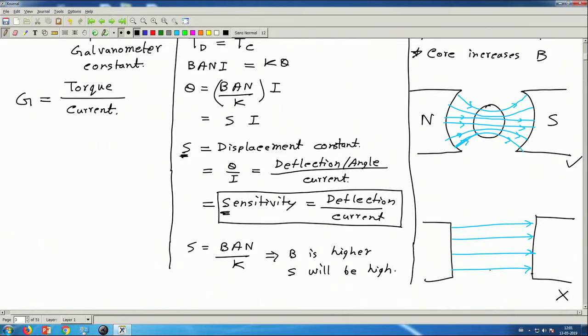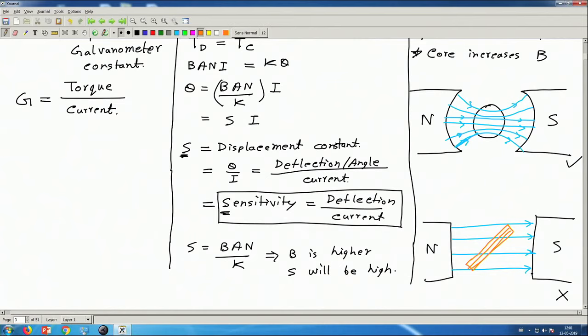Now, if we have this situation where the poles are flat and we do not have any core, then you see we will have some small problem. Suppose this is my coil, which is now at this angle.